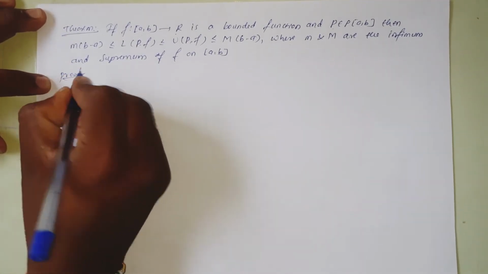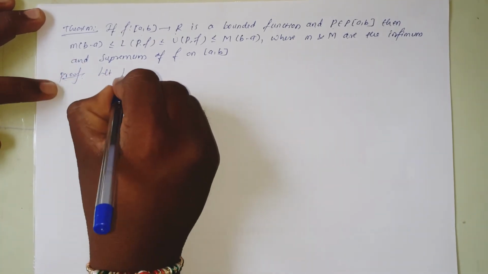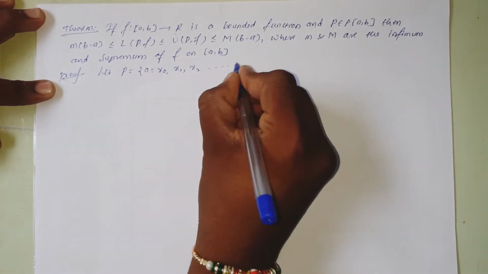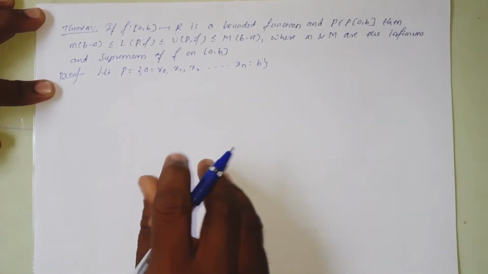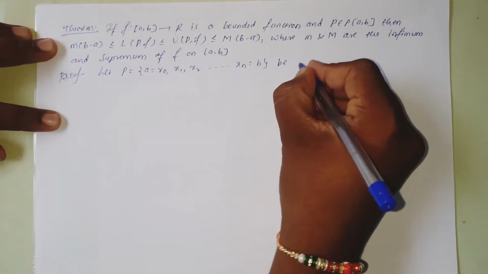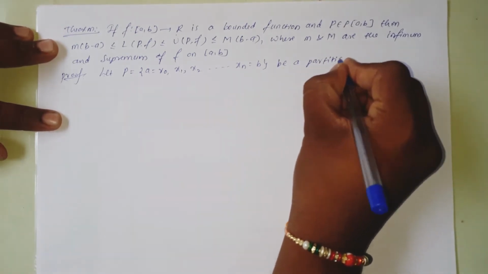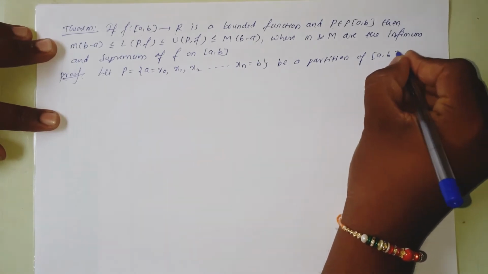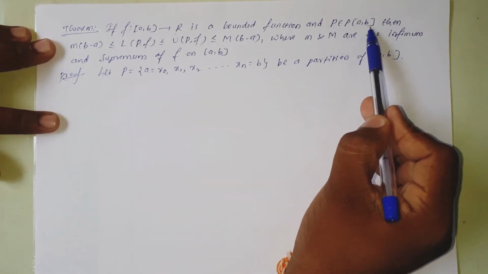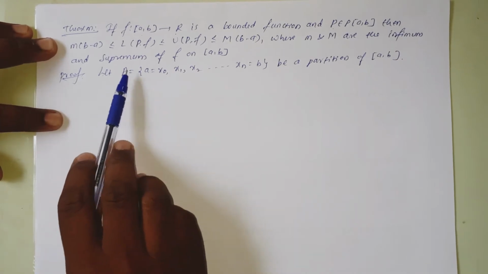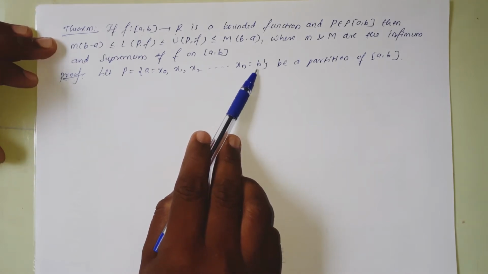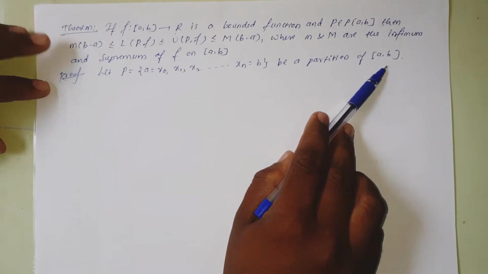So here it is the proof. Let P = {a = x0, x1, x2, and so on up to xn = b} be a partition of [a, b]. So this one is given here, P belongs to the set of partitions of the closed interval [a, b], that we are considering here as P = {x0, x1, x2, up to xn = b}, where b is the upper limit of the interval. So it is a partition of the closed interval [a, b].